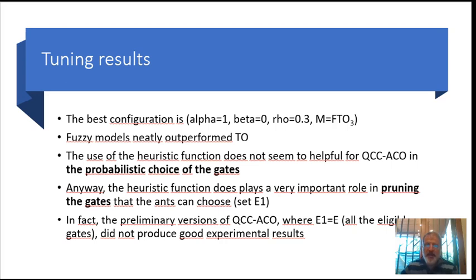Recalling the ant colony optimization probabilistic formula, the fact that beta is equal to 0 means that the heuristic function does not seem to be helpful in the probabilistic choice of the gates. However, the same heuristic does play a very important role in pruning the gates before gate selection. As a matter of fact, preliminary versions of the ant colony optimization demonstrated that avoiding the heuristic-based pruning did not yield good experimentation results.